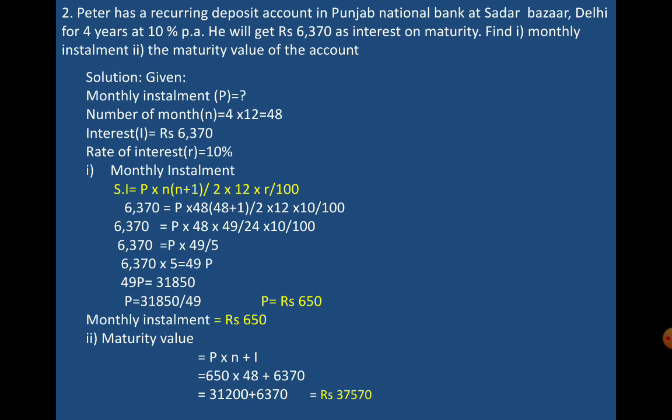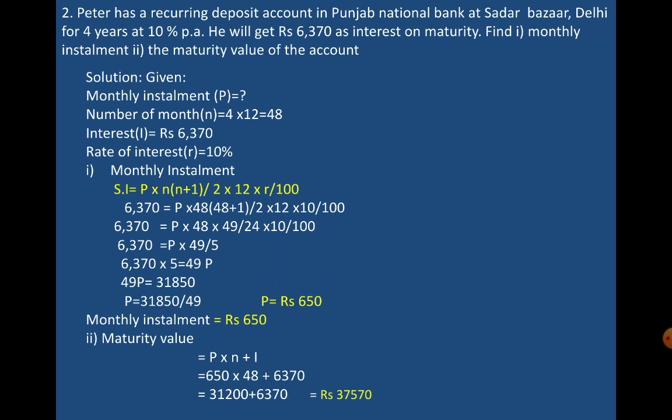Okay, second sum. Peter has a recurring deposit account in Punjab National Bank at Sadar Bazaar, Delhi for 4 years at 10% rate. He will get rupees 6370 as interest on maturity. Find the monthly installment and the maturity value of the account.